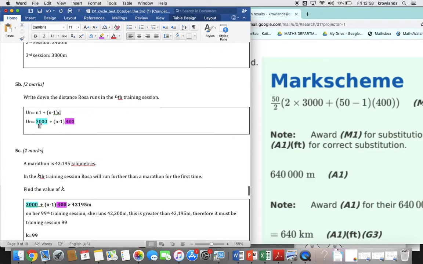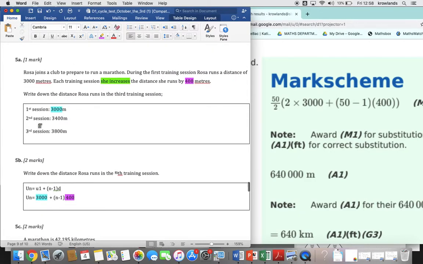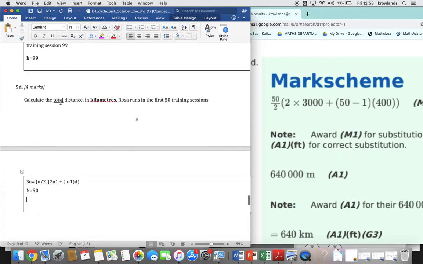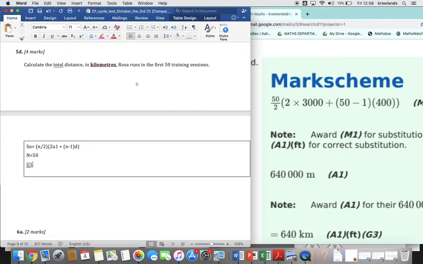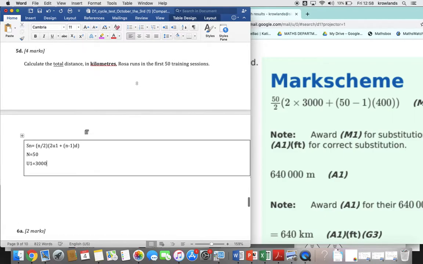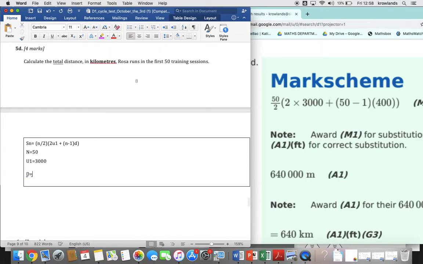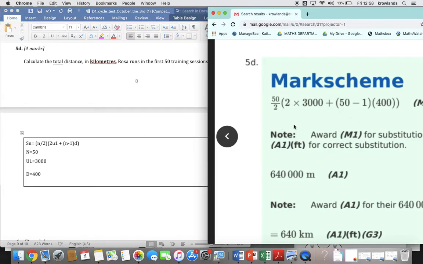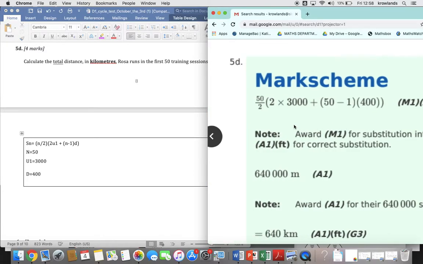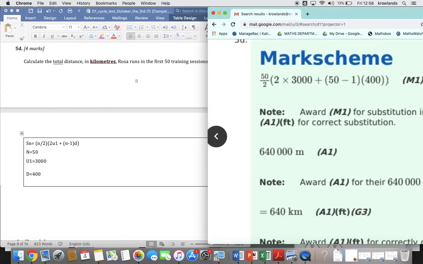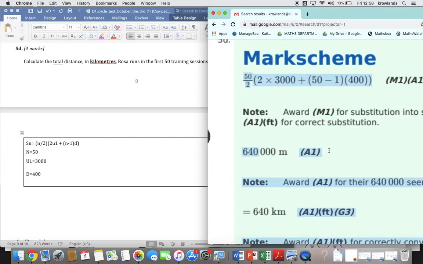U1 is how much she runs in the first training session. Well, in the first session she runs 3,000. So I'm going to write U1, she runs 3,000. So we've got N, we've got U1, and all we need to do now is write D. D, she runs a further 400 metres each time. So D is 400. So all you have to do then is substitute the relevant numbers into this equation. Using the mark scheme, you get 1 mark for writing this. And then you get your second mark for writing the answer.